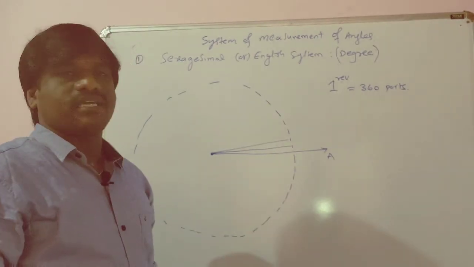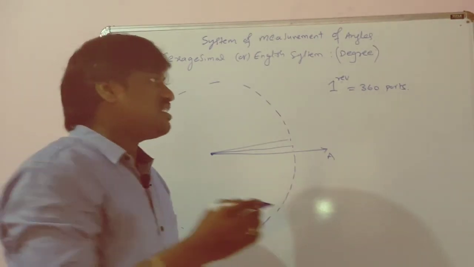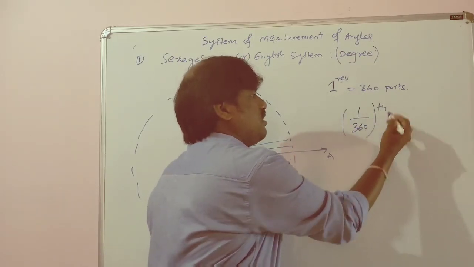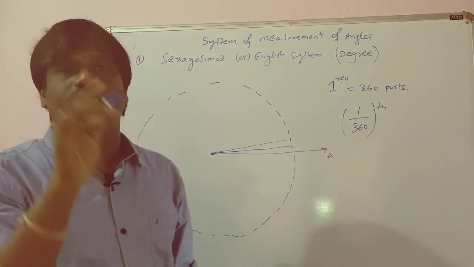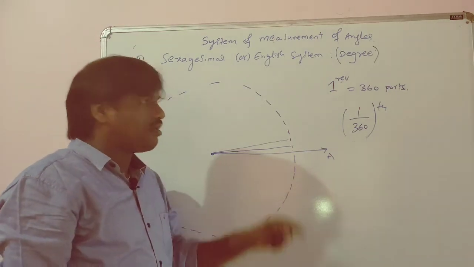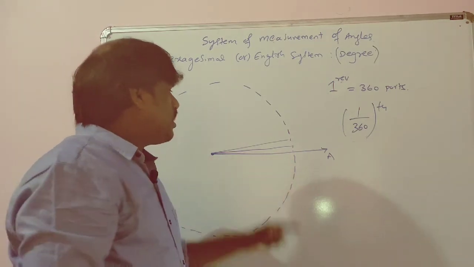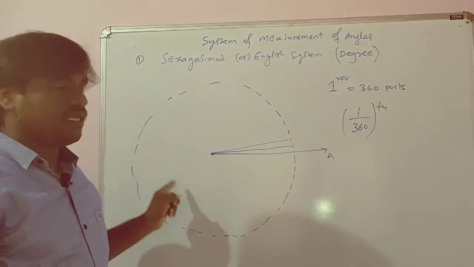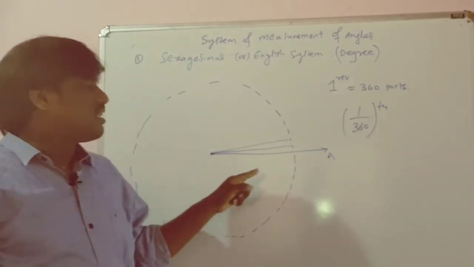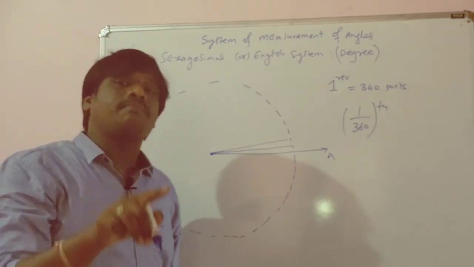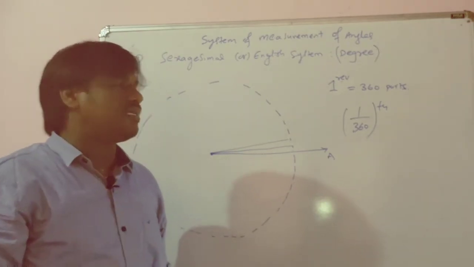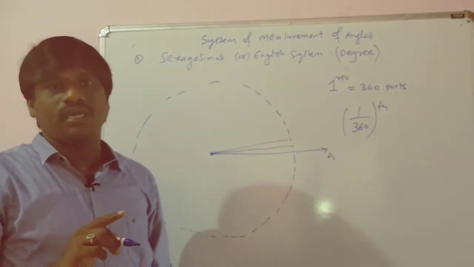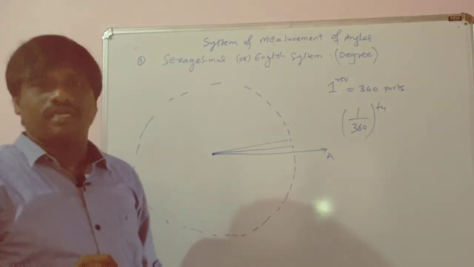So what we can say is that 1/360th part of a revolution is called a degree. This is one complete circle, a complete revolution, and it is divided into 360 equal parts. So one part is called a degree.